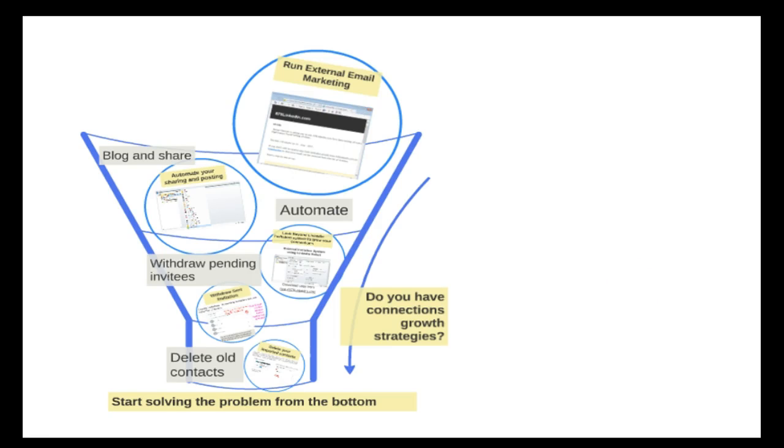The first thing we will do is delete old contacts. I will show you how to do them. And I will show you how to withdraw pending invitations. And you can then automate the sending. You leave the sending of the invitations to software that can work on your behalf.